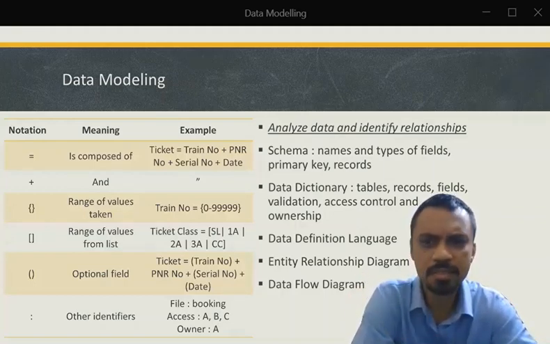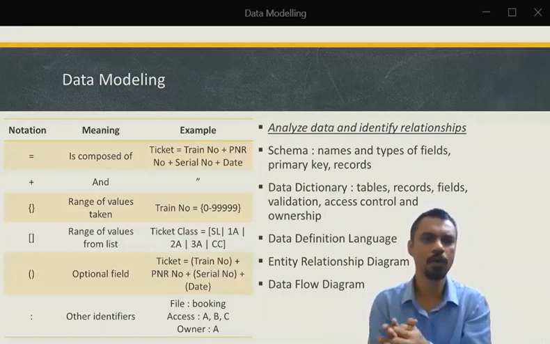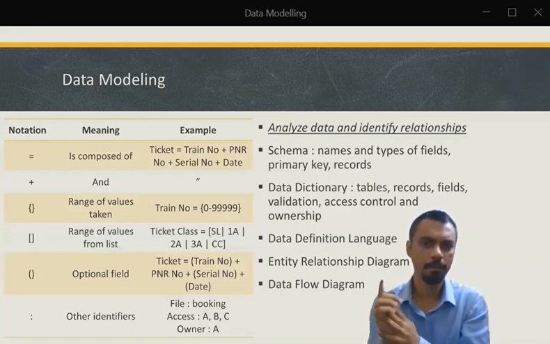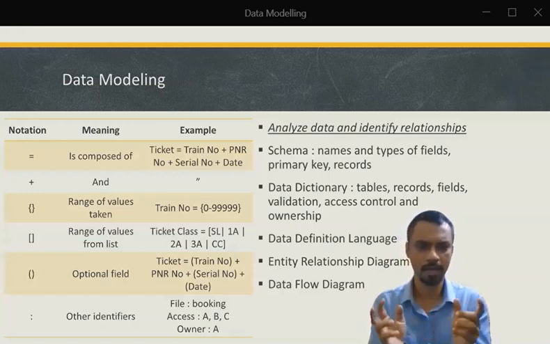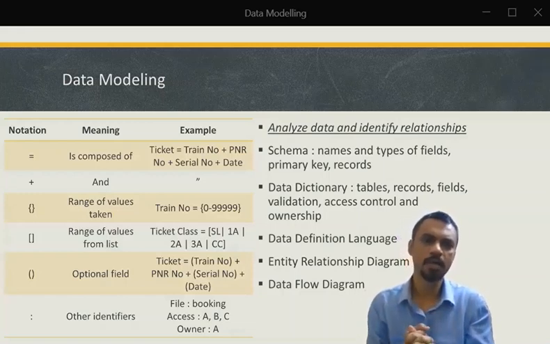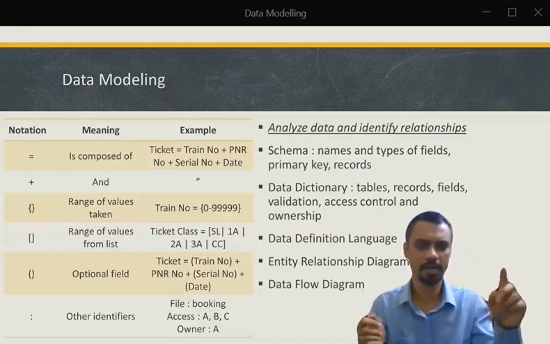The next notation is the range of values taken. This is something which we use for validation. So a train number is between 0 and, what is it, 1 lakh? Yeah, 99999. If someone puts a train number, say 75B, then it is not accepted because it does not fall between 0 and 99999.